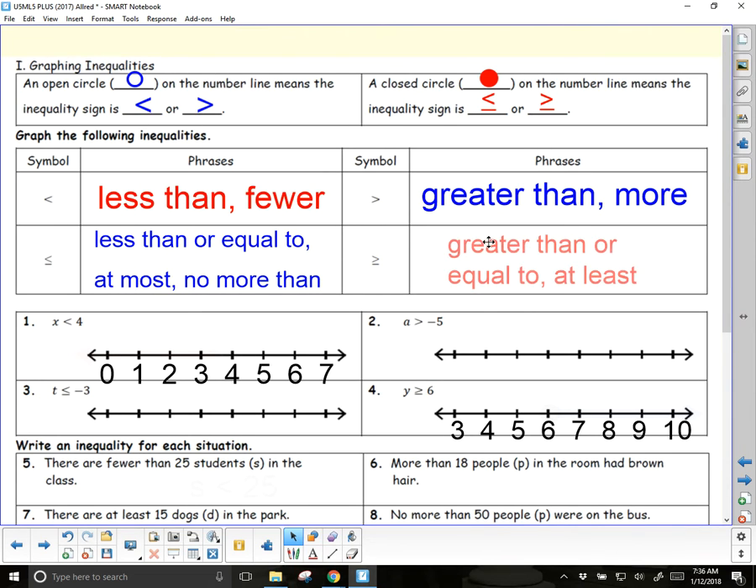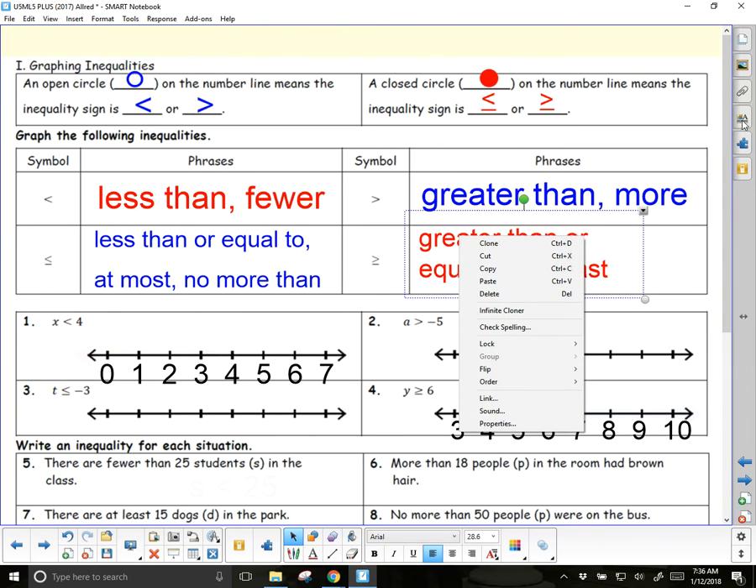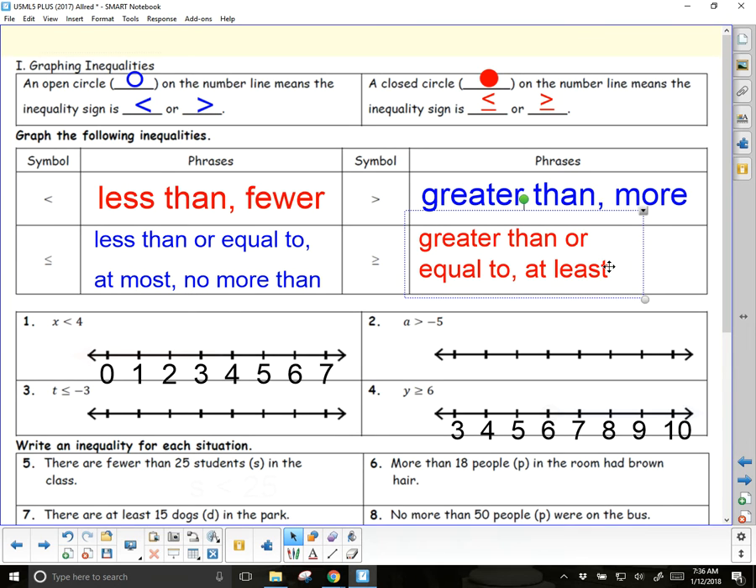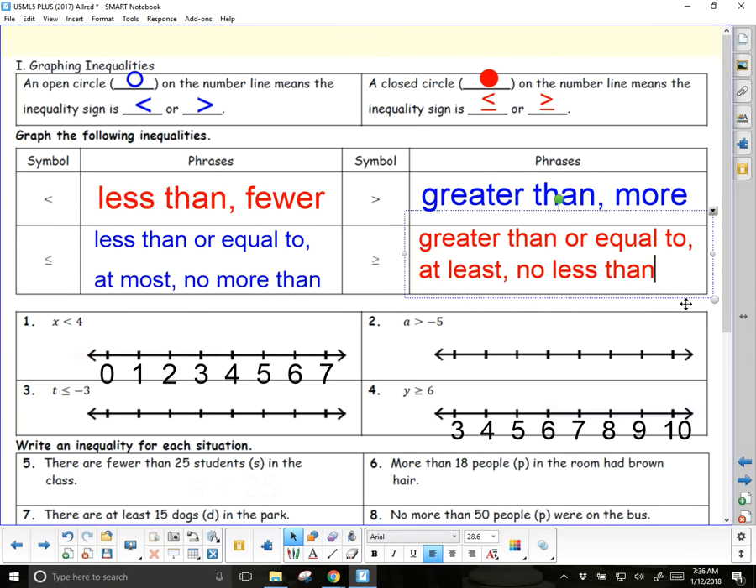Okay, about the opposite here for greater than or equal to. If you see greater than or equal to, or at least, or I guess no less than, let's put that in there too. And that would tell you, hey, we're going to use a greater than or equal to sign for this inequality. Greater than or equal to, at least, no less than.